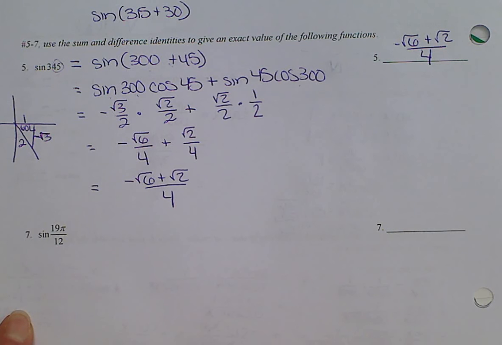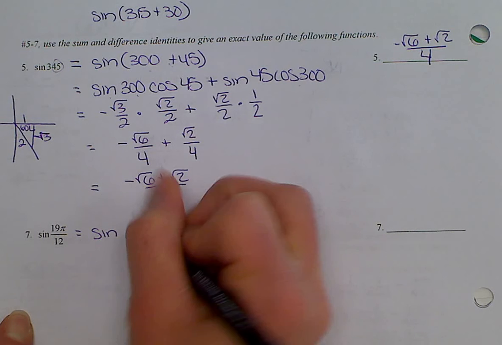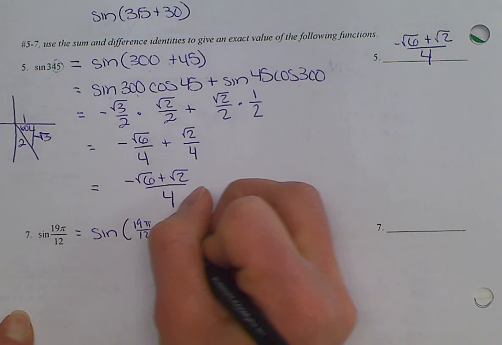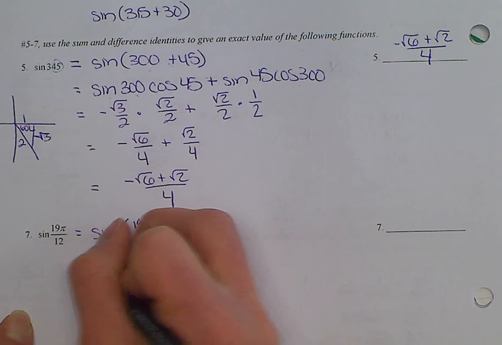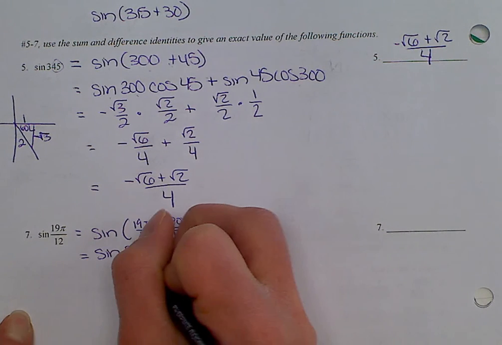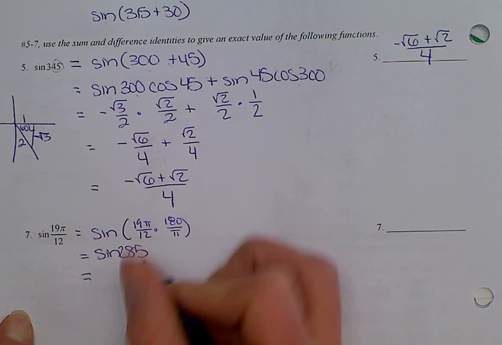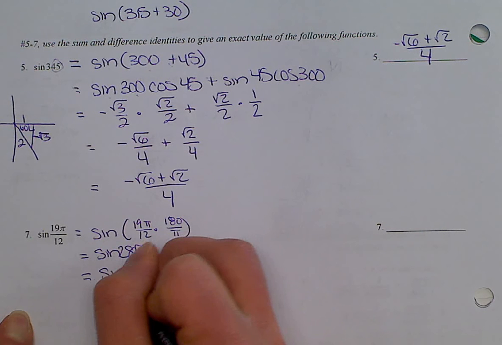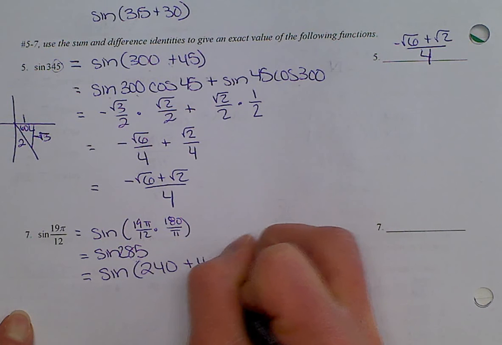Okay, and number 7. It's quickest if we actually just convert our radian measure into degrees, and we get the sine of 285. Again, we want to check 30, 60, and 45. One possible option is 240 plus 45.